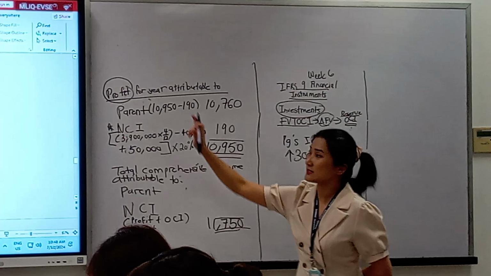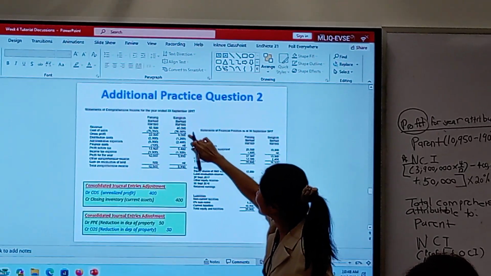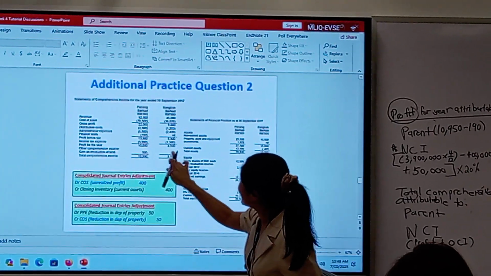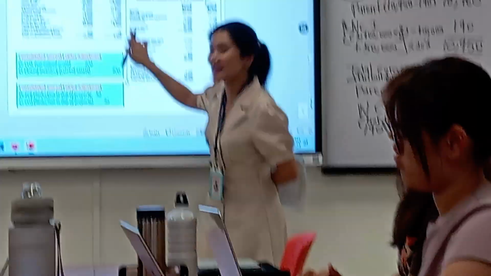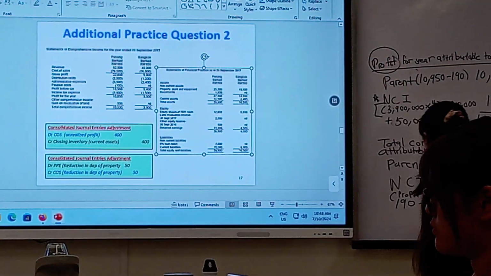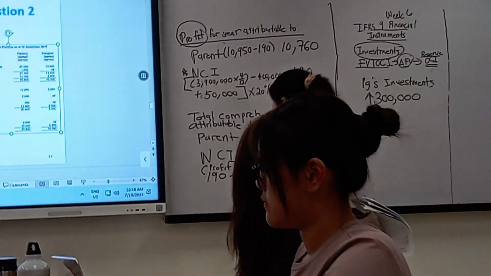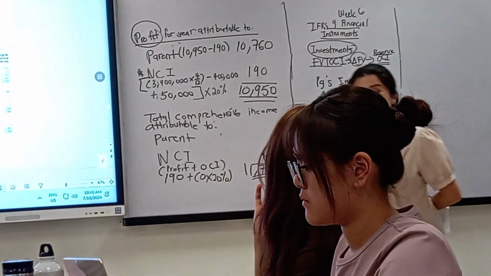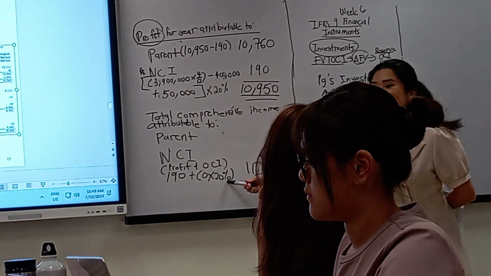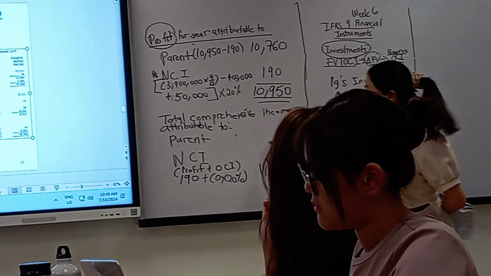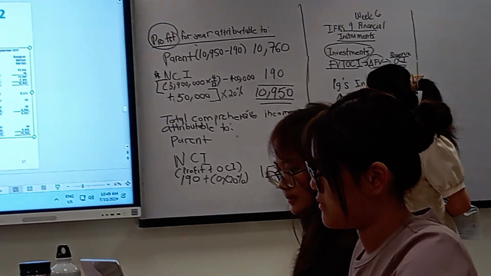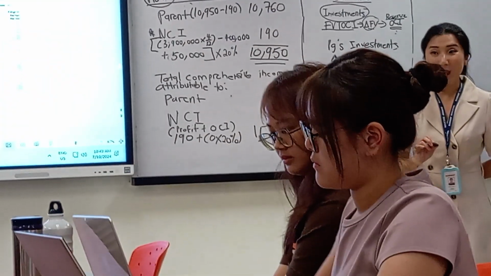For OCI, you just go back to Bangkok and check the other comprehensive income. Does Bangkok have other comprehensive income? It says nil, right? It says 0. So it means 0 times 20%, because NCI is 20%. 0 times 20% is 0. 0 plus 190, the NCI total comprehensive income is 190.